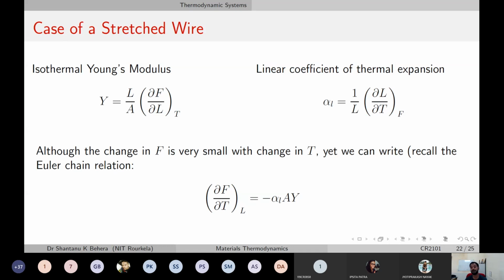Here, Young's modulus is defined by the pressure divided by the change in length in a system. The pressure is the tension by the cross section of the wire, that is F by A, and then the change in length, which we write as del L by L, reorganized here as L by A. L is the length, A is the area of the cross section. Then the change in the tension, the force, is normalized by the change in length. You apply a force, you get a change in length, and that is being conducted at a constant temperature.